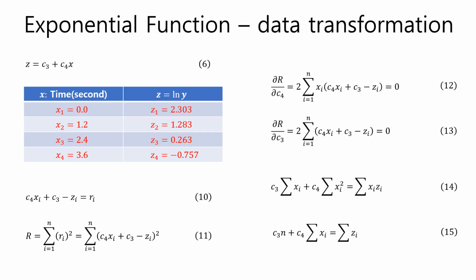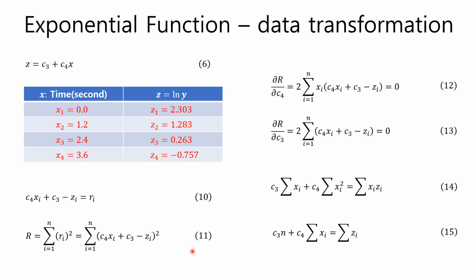First, as explained earlier, the data is transformed to fit a linear system function. The z value of equation 6, which is the natural logarithm of data y, can be obtained as shown in the table on the left. The residual expression for the system function equation 6 can be expressed as equation 10. Therefore, the square function of the residual can be expressed as equation 11.